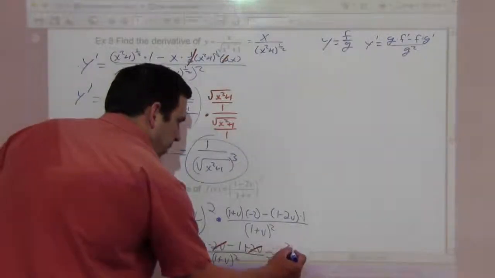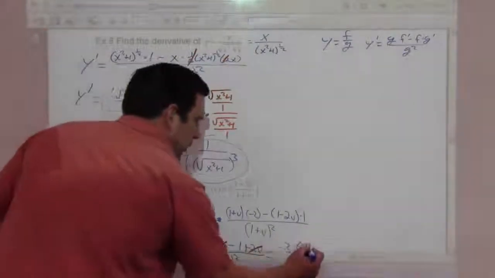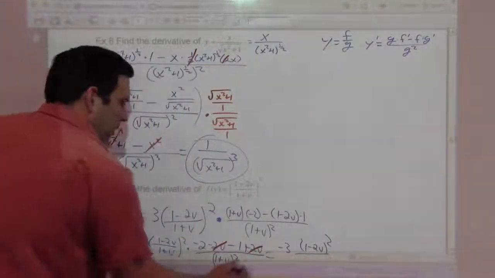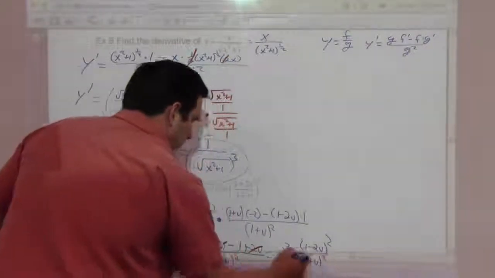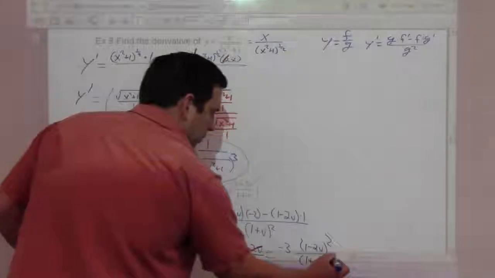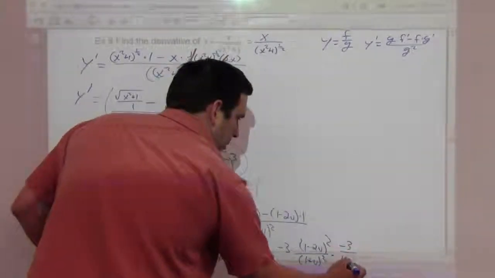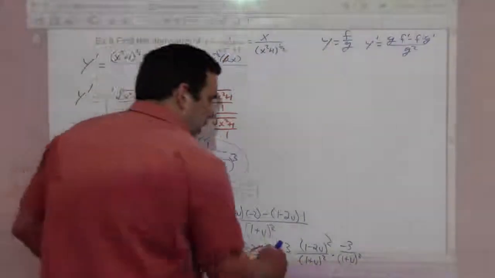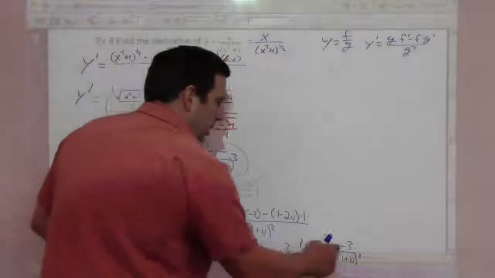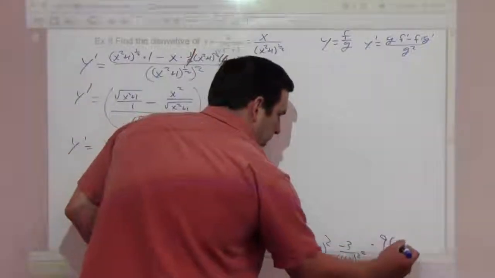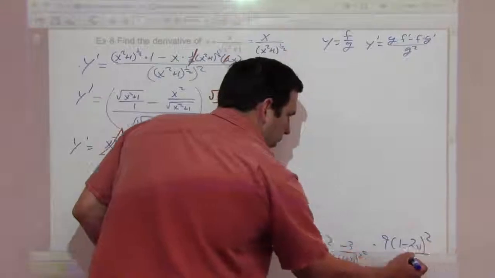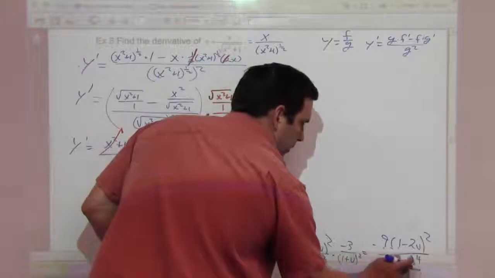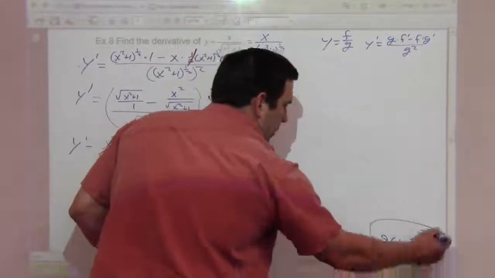So we have negative 3 times, now check this out, this is a 1 minus 2v on top squared. Then we have 1 plus v squared down below, but we have another 1 plus v here. Negative 3 over 1 plus v squared. Negative 3, no, that's a positive 3, times negative 3, that's negative 9 times 1 minus 2v squared over 1 plus v to the 4th power. I apologize if my v's look like u's.